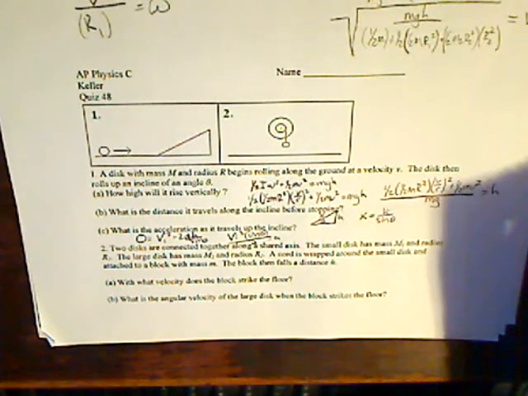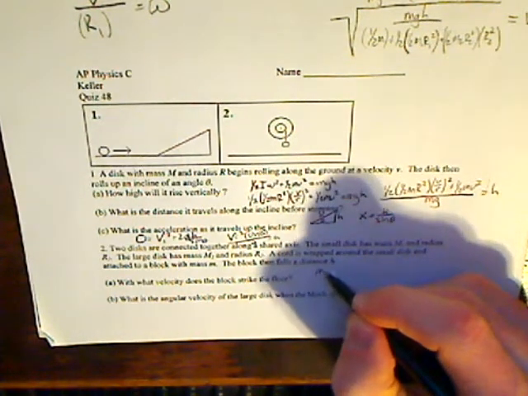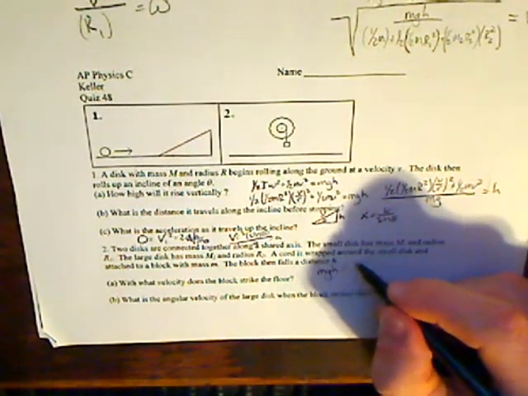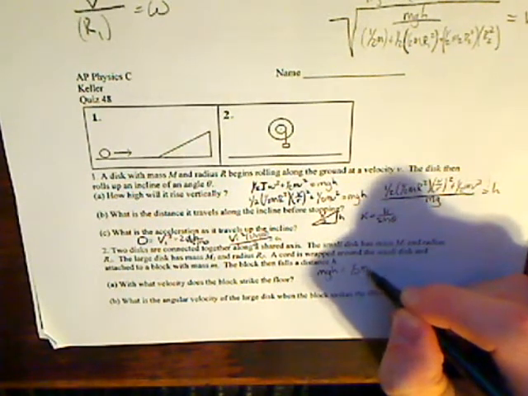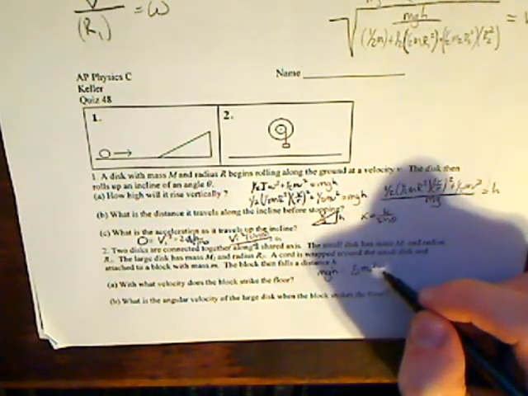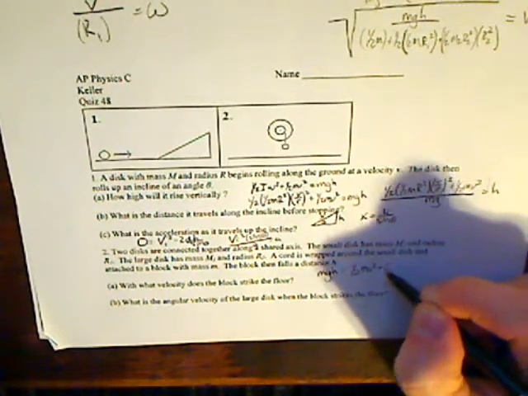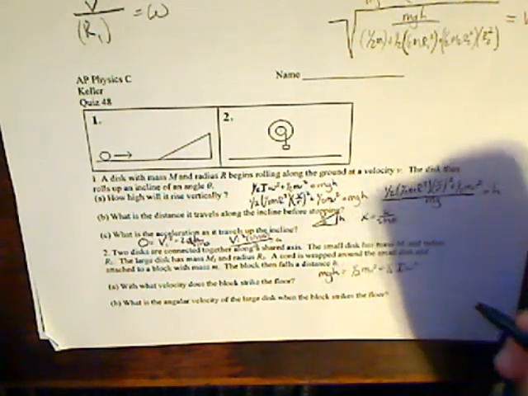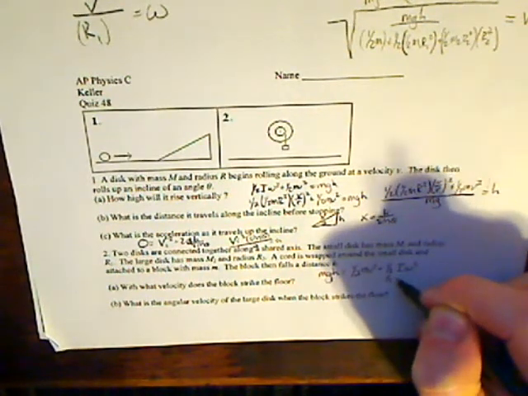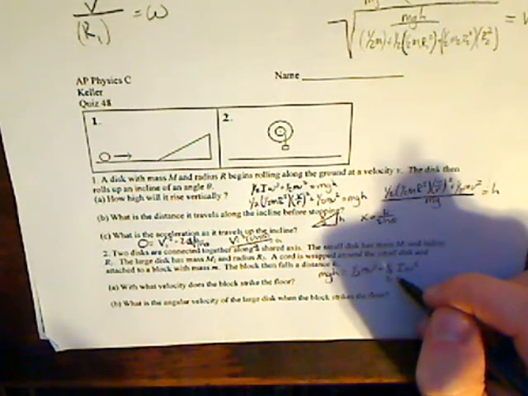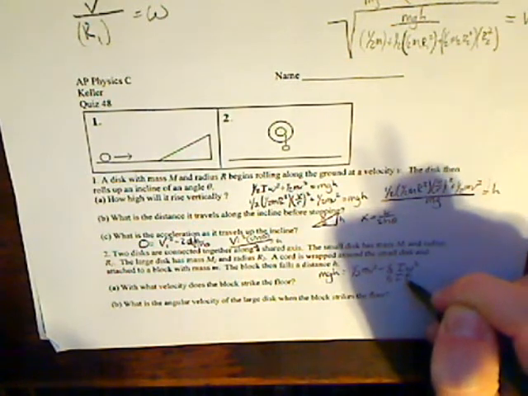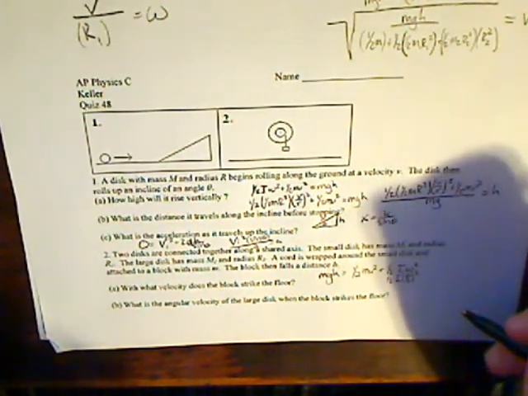Number two, again with some energies. It starts with gravitational potential, mgh. That is going to be equal to the kinetic energy that the block has when it hits the ground, 1/2 mv squared, plus the rotational kinetic energy of the system, 1/2 I omega squared. Remembering that I will be written later, and that omega is going to be v over r, and that whole thing squared.